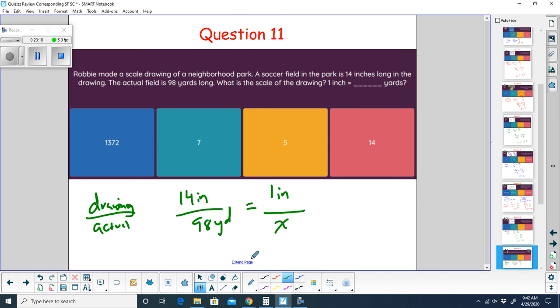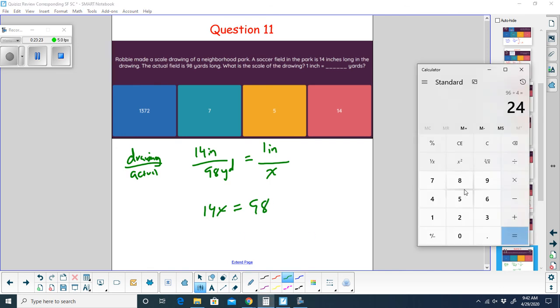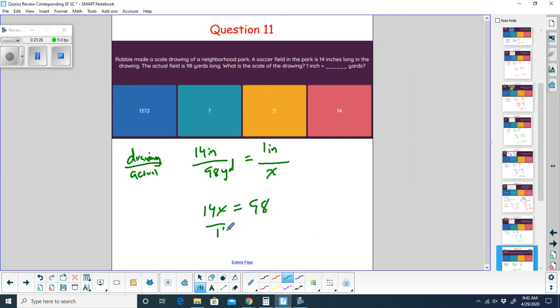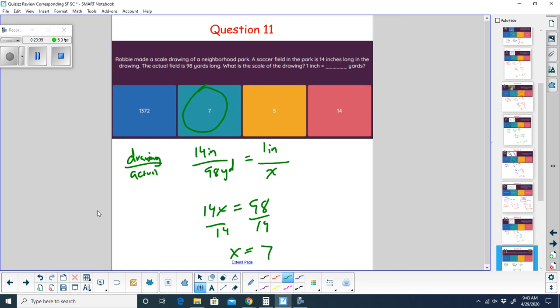So do our little handy dandy math here. 14 times 1x is 14x equals 98 times 1 is 98. Divide both sides by 14, and I get x is equal to 98 divided by 14 is 7. 7 yards for every 1 inch, which should make sense because 14 inches would be 14 groups of 7, which is 98 yards. So there we go.